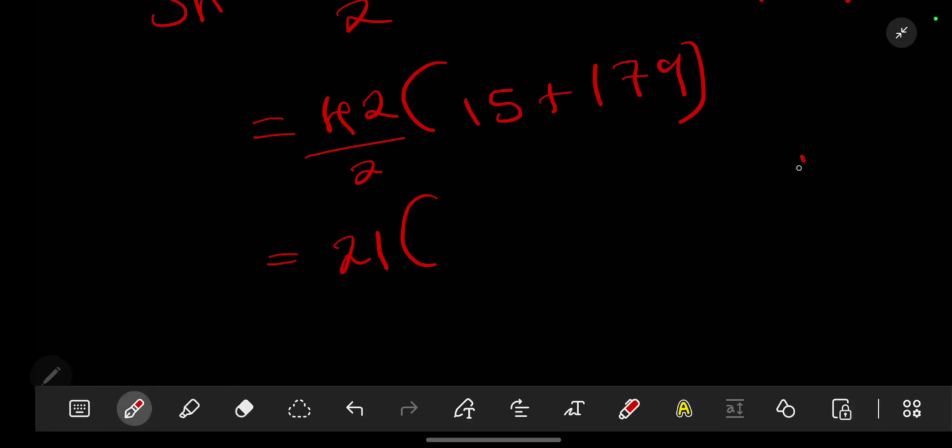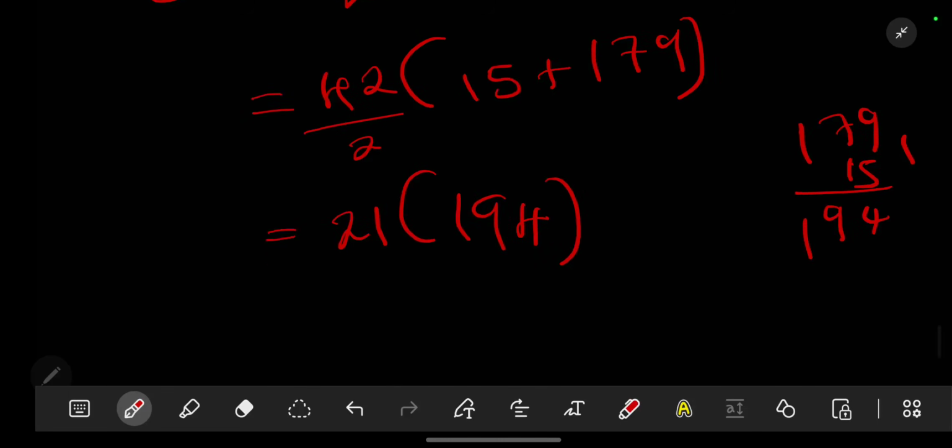So we have 179 plus our 15, which will give us 4, remainder 1. 7 plus 1, that will be 8, then 9, we have 194. So we have 194 like that.